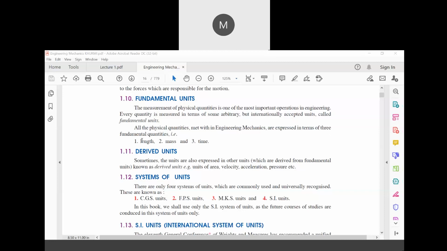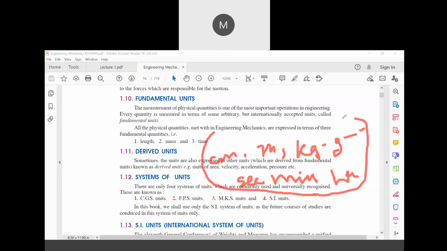These units are basically derived from what? For length, meter, centimeter; for mass, kilogram, gram; then for time, second, minute, hour. So all units are in general expressed in this form. Do you agree with me? Yes or no? Yes, sir. Okay.